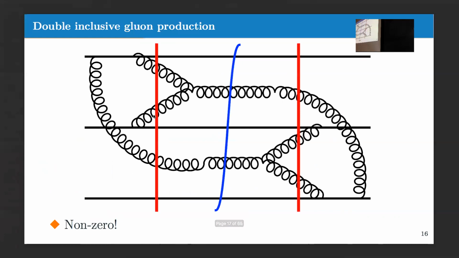But if you go to a double gluon production, you can form diagrams like this, and it is non-zero. You can compute this diagram, and there might potentially be a contribution which will be odd under reflection of one of the momenta of the gluons. So this is the goal: to look at one of these diagrams.